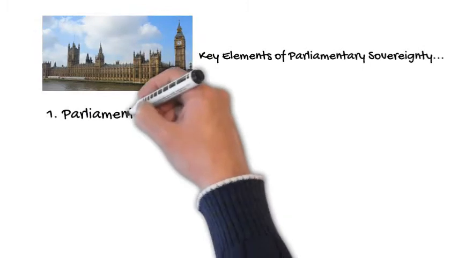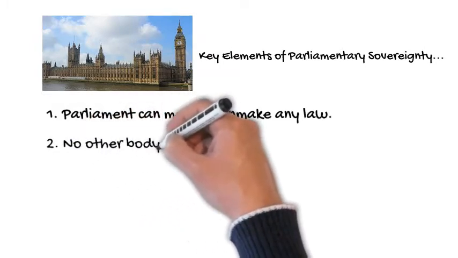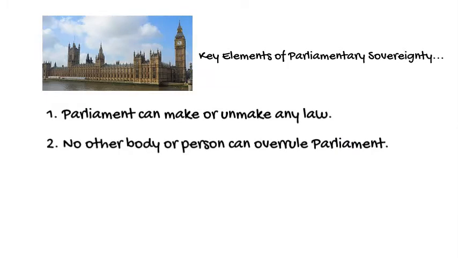So, what do each of these principles mean? Parliamentary sovereignty is the notion that Parliament has the ultimate power in the political system. Dicey suggested that there are three key elements to the doctrine of parliamentary sovereignty. Number one, Parliament can make or unmake any law of its choosing. Number two, no other body or person can overrule Parliament. This means that Parliament can ignore the rulings of other bodies.